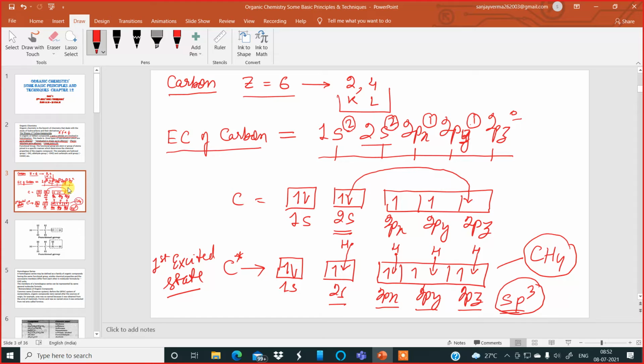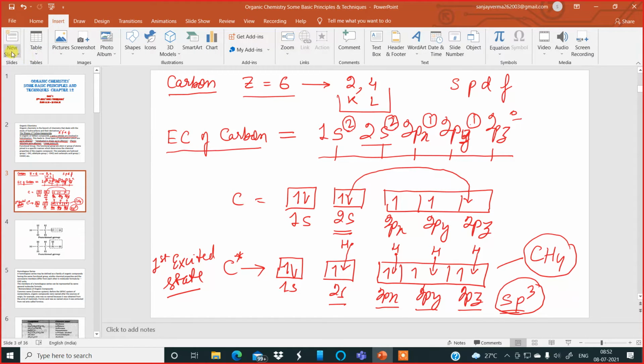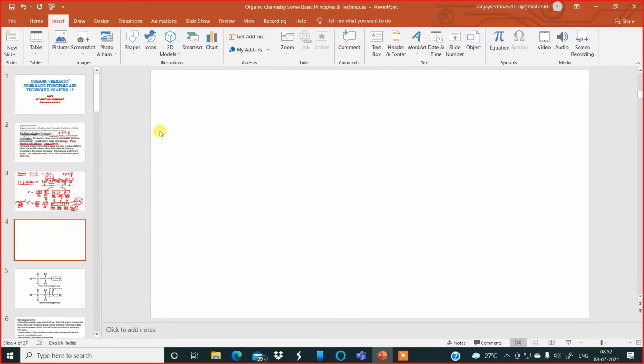This concept of the Aufbau principle, of writing the electronic configuration using the atomic orbitals s, p, d and f, I shall do in detail when I do the chapter on atomic structure after completing this chapter. So for the moment this much of the concept is very clear. Now let me go to the next slide.